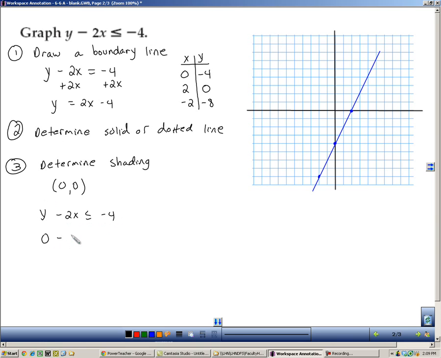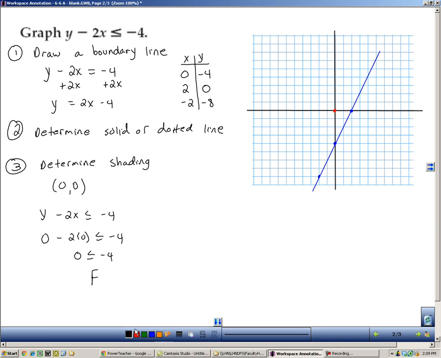I plug 0 in for y, 0 in for x. And we say 0 minus 0 is 0. Is 0 less than or equal to negative 4? Is that a true or false statement? And the answer is false. So what we're saying is that 0, 0 is right here. It's on the bad side. It's on the false side.